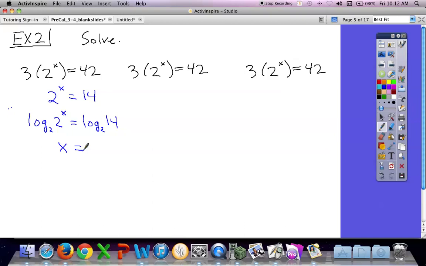Now, log base 2 of 14, if you have an 83, you can't do that. You have to use the change of base formula. So you're going to say log of 14 divided by the log of 2, which you could put in the calculator, 3.807.